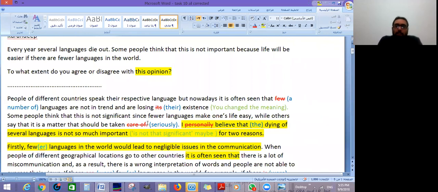Now, then I have, I personally believe. Personally is kind of informal. I would try and stay away from informal things. So I would just put, I believe that the dying of languages. So we could say the dying of several languages, possibly, or the death maybe of several languages, or maybe the extinction. We didn't have the extinction there, yeah? Okay, dying out, so we could use the extinction maybe of several languages is not so much important, or maybe it's not that significant, possibly, yeah? For two reasons. Okay.